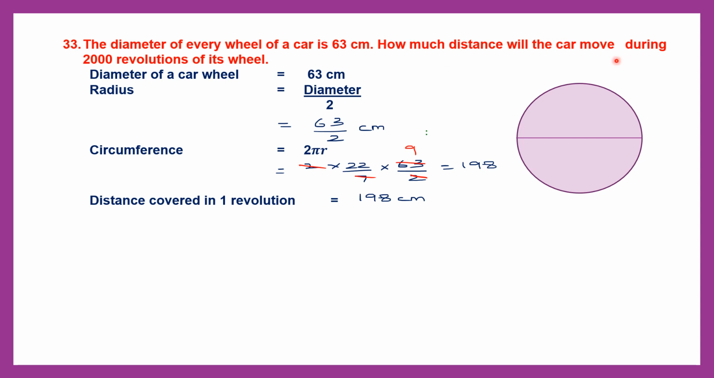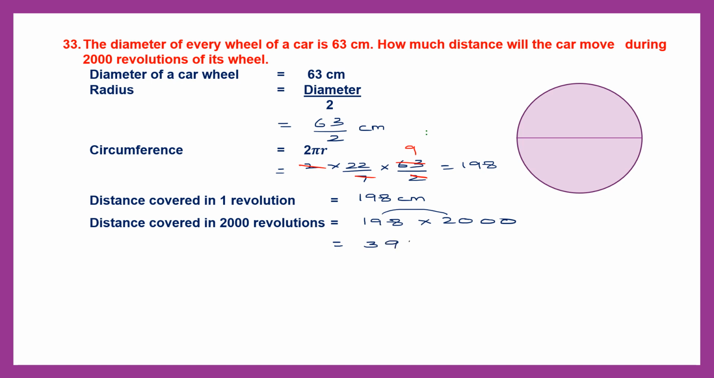Now the question is, what is the distance covered in 2000 revolutions? So distance covered in 2000 revolutions will be 198 into 2000. So here first you just have to multiply 198 by 2. So when you multiply 198 by 2, what do you get? You get 396. Now you just have to add these three zeros. So you get 1, 2, 3. Three zeros, and this is centimeters.